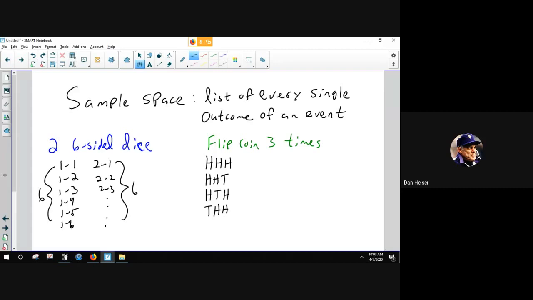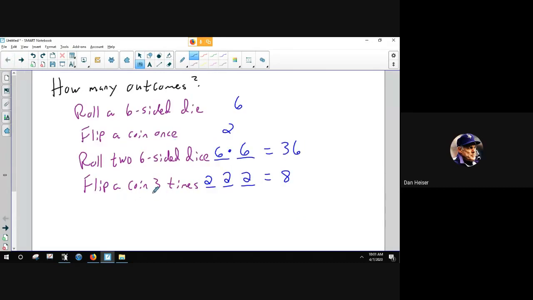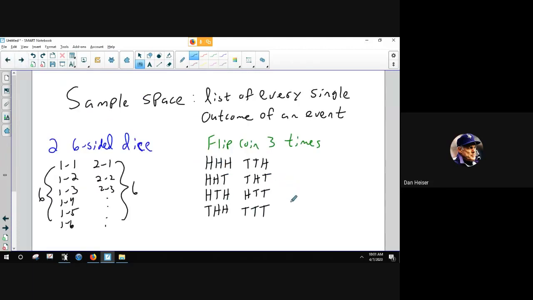I could get tails twice. 1 way, 2 ways, 3 ways. And then I could get tails all 3 times. I've come up with 8 possibilities to flip a coin 3 times. And if we go back here, that matches with what our slots said. 2 possibilities, 2 possibilities, 2 possibilities, make a total of 8. Well, here are those 8 different possibilities. That is our sample space.